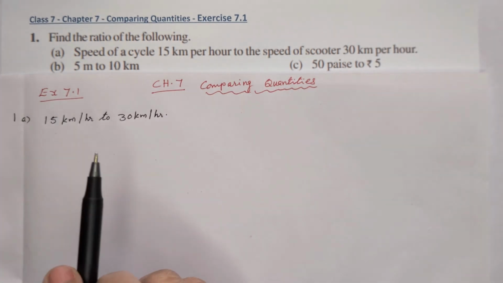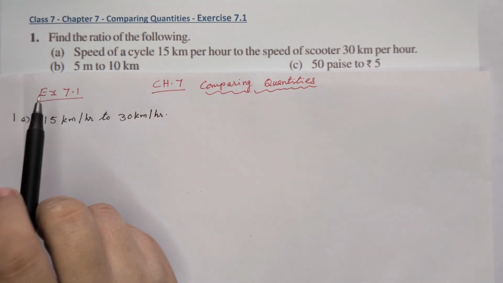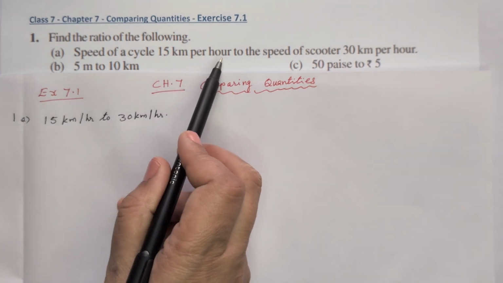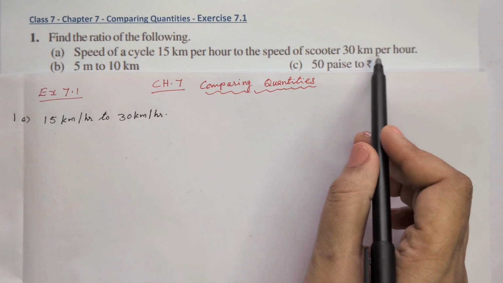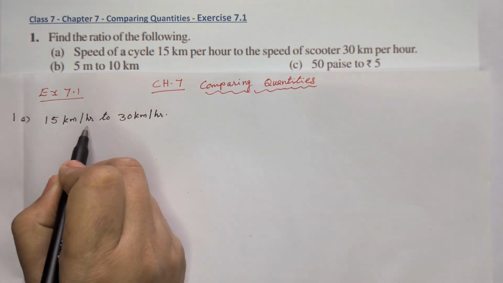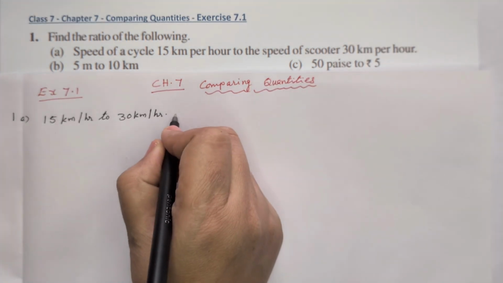Chapter 7, Comparing Quantities. First exercise. Find the ratio of the following. Speed of a cycle, 15 km per hour, to the speed of the scooter, 30 km per hour. So these two we can say 15 km to 30 km per hour. That we have to write in the ratio.